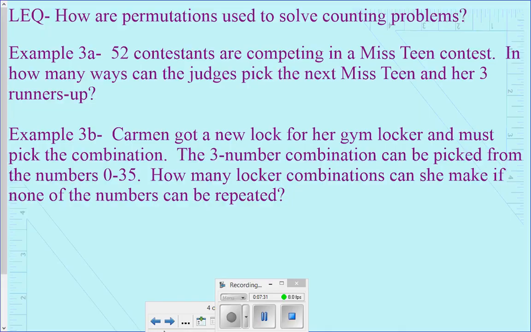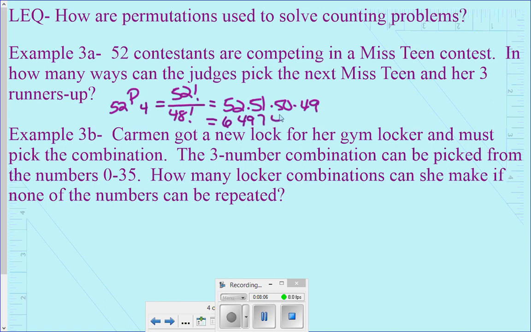So here are 52 contestants. We're picking Miss Teen and her 3 runners up. Again, order matters, and no repeats. So that is a permutation. 52P4 is going to be 52 factorial over 52 minus 4, which is 48 factorial. And the 48 factorial is going to cancel out, and I'm going to be left with 52 times 51 times 50 times 49, and that simplifies to 6,497,400.